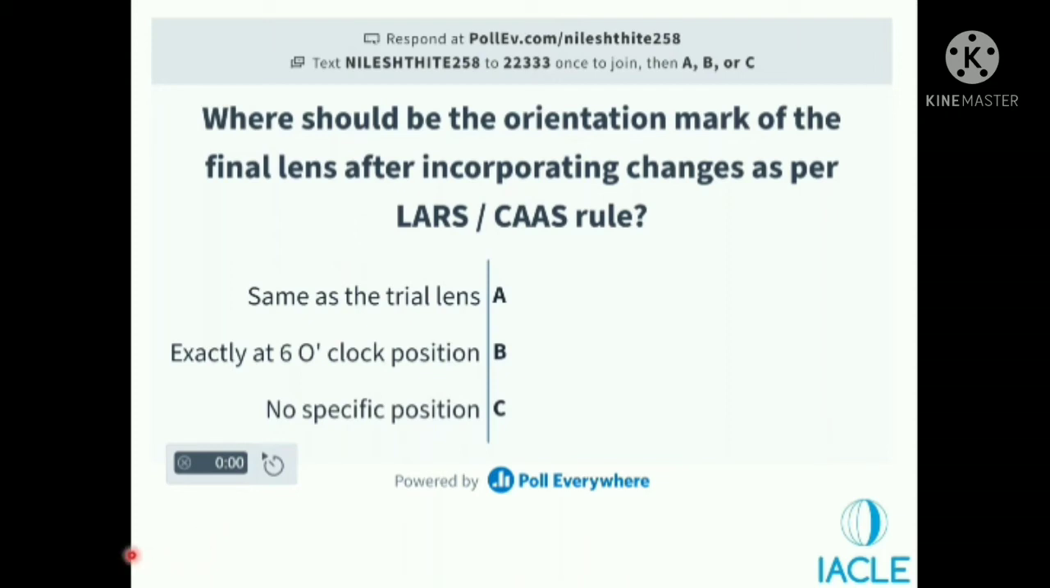Now suppose you ordered a contact lens which was compensating for the orientation. Okay, you applied Lars rule, you applied that Carr's rule, and you ordered a lens. Will it be exactly at 6 o'clock position, or will it be same as the trial lens? Where should be your orientation mark of the final lens after you have incorporated changes as per the Lars or Carr's rule? इस सवाल का जिसने जवाब दिया उनको समझ में आया, जिन्होंने सही जवाब दिया, of course.